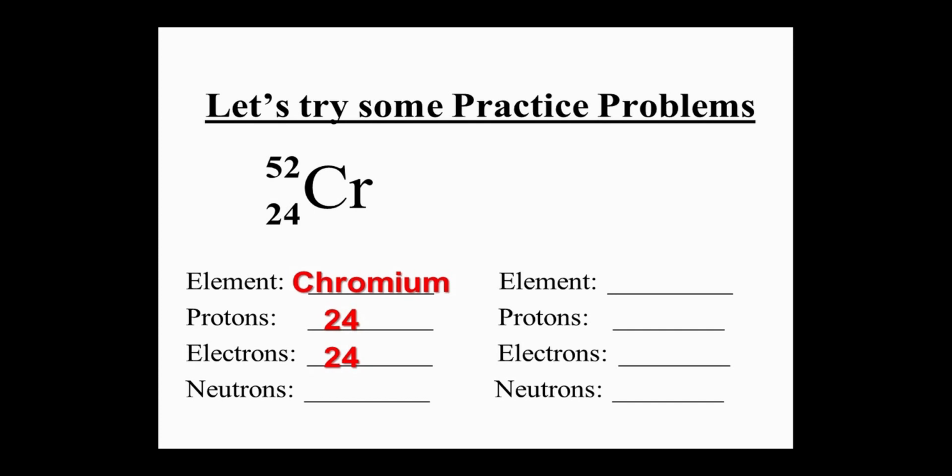And how many neutrons? Remember, this is where we have to do a little bit of math. How do we find it again? Take the mass number and subtract the atomic number. So in this case, 52 minus 24, and we get 28. All right, now try this one.